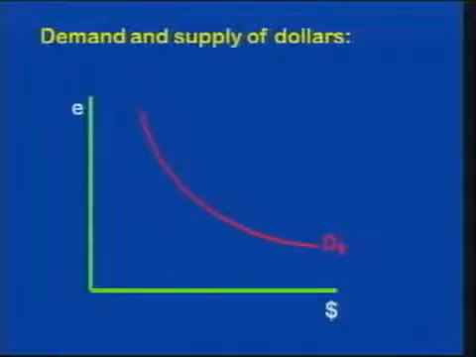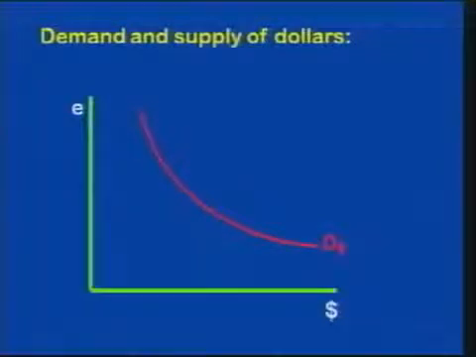But let's talk about each of these, what causes them or what determines the demand for dollars. Why do people want to buy dollars? Why do people in Britain want to buy dollars? The reason is because they want to buy American goods and services. Fighter jets, exactly. And if they're going to get one of our fighter jets, they're going to have to come up with some dollars to do it.